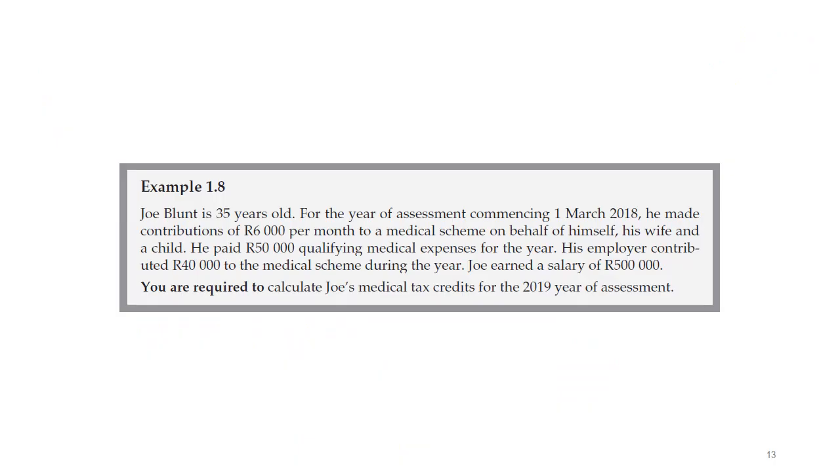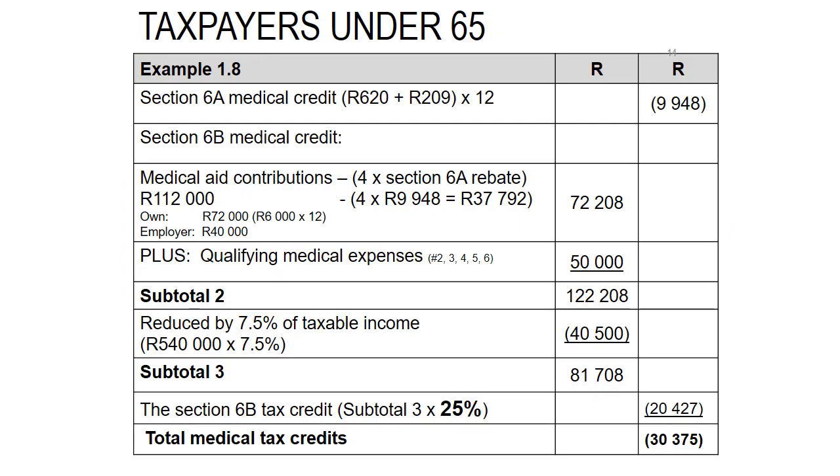Example 1.8, Joe is 35 years old. He made contributions of 6,000 Rand per month to a medical scheme on behalf of himself, his wife, and a child. So again, we have 3 dependents or members of the medical aid. He paid 50,000 Rand qualifying medical expenses, and his employer contributed 40,000 to a medical scheme during the year. That's important because that's going to give me my fringe benefit. And he earned a salary of 500,000 Rand. Let's have a look at his Section 6B calculation.